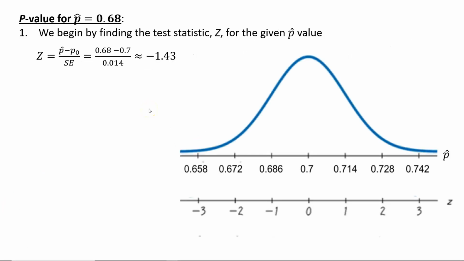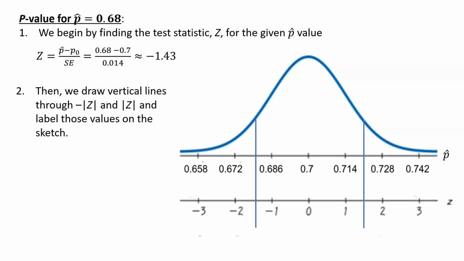So let's start by looking at how to find the p, or probability value, for a sample proportion of 68%. Notice I've already drawn a null distribution sketch by scaling the p-hat axis in units of standard error, and that the null value of 70% is at the center. So we begin by finding the test statistic, capital Z, for the given sample proportion value. And I've shown the work on the slide there. I won't go through that. Notice the value is -1 and 43/100ths.